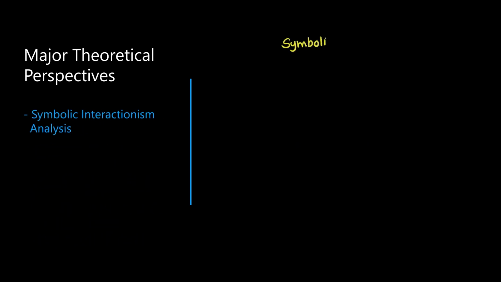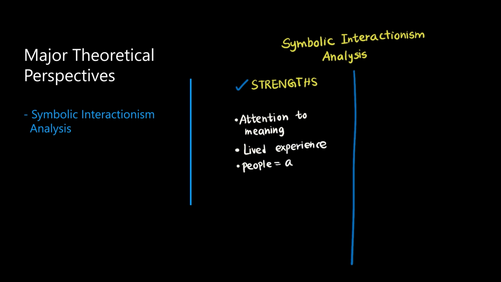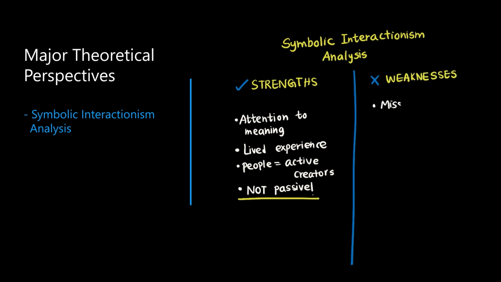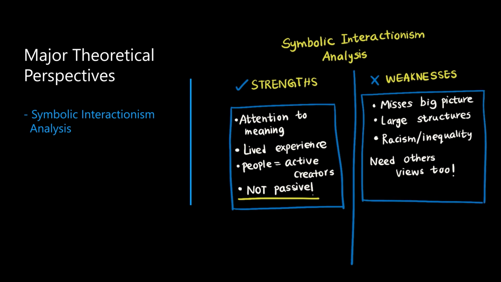The strength of symbolic interactionism is its attention to meaning-making and the lived experience of social life. It doesn't treat people as passive recipients of social forces, but as active creators of social reality. However, it can sometimes miss the bigger picture of how large social structures constrain individual interactions. Someone might negotiate their identity in creative ways, but they're still shaped by larger forces like racism or economic inequality that symbolic interactionism alone can't fully explain.